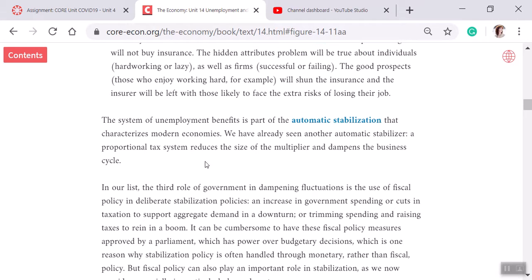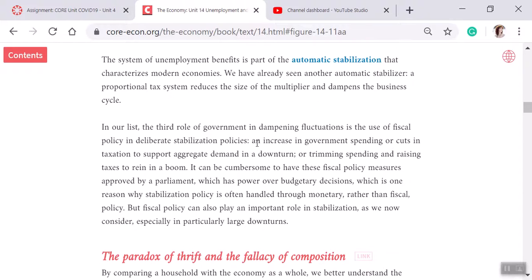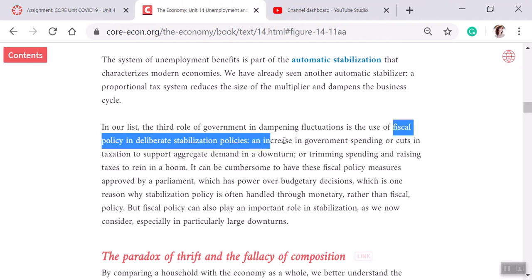Okay, but really what we want to be looking at is fiscal policy. But let's just look at this. So unemployment benefits is part of that automatic stabilization, right? And so we have the automatic stabilization of unemployment insurance. So you have that social safety net. You have a tax system, okay, that helps to kind of keep things moving. And then we also have the third role of government in dampening fluctuations, which is the use of fiscal policy, okay?